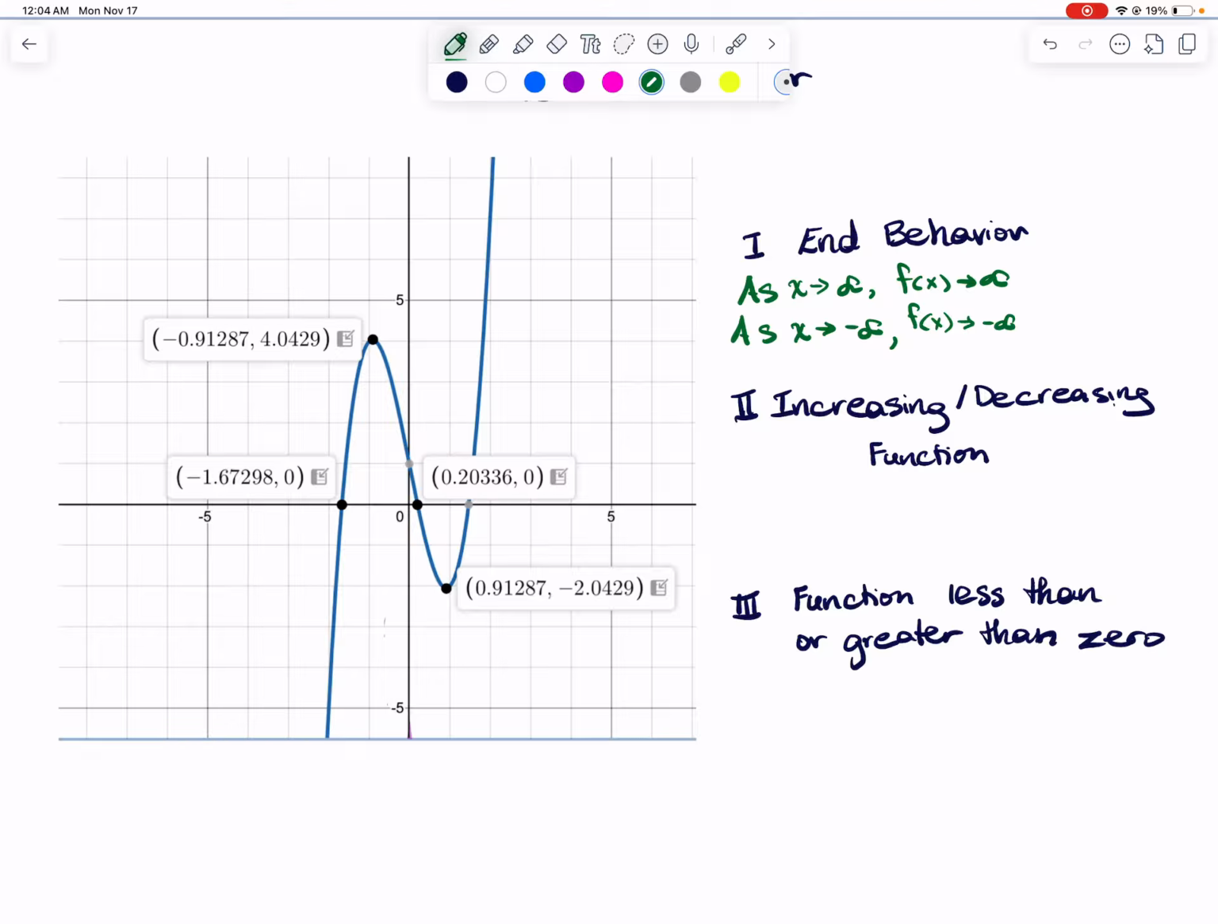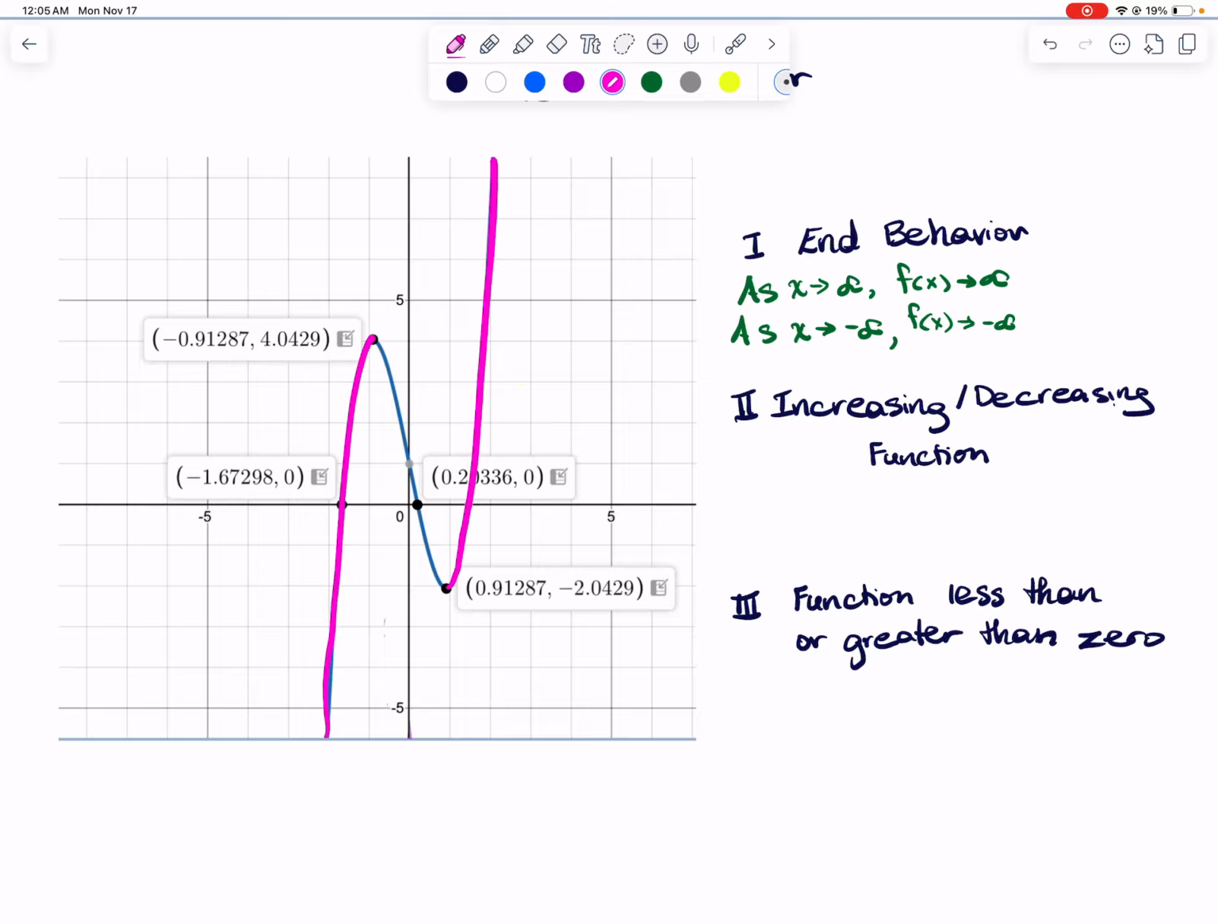And that's exactly what it sounds like. Where's the graph going up and where is it going down? Increasing means going up like this, from left to right. It's going up here, and it's also going up here. So let's talk about where the function is increasing. That pink part that I just traced, that's where our function is increasing.